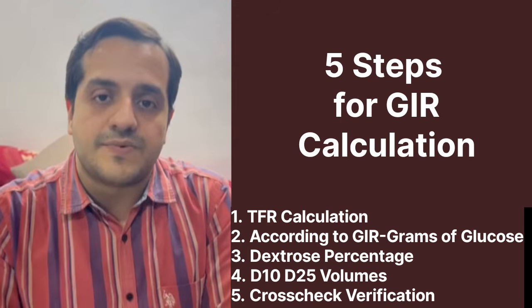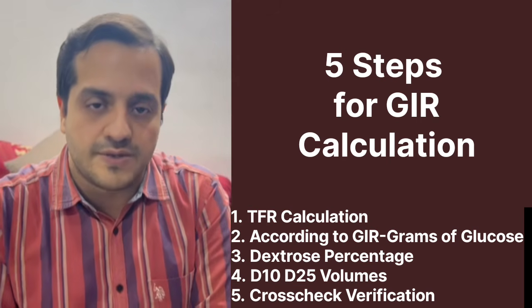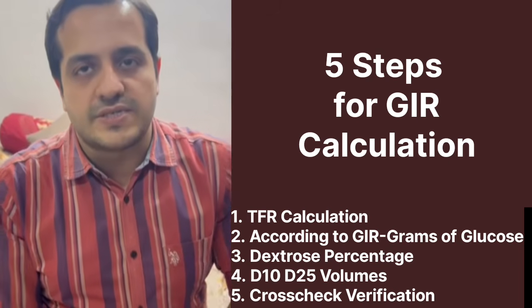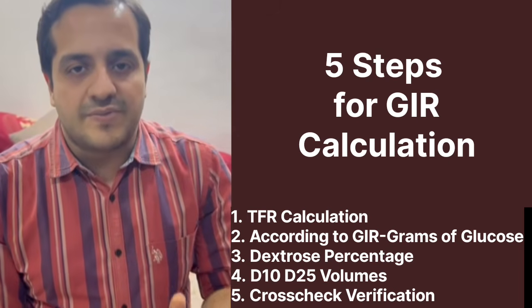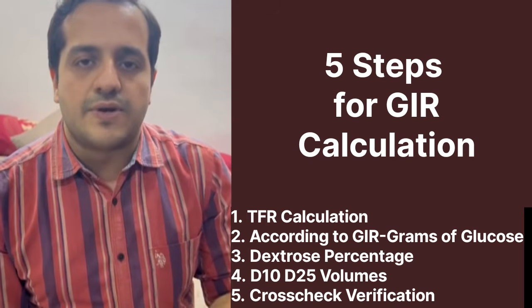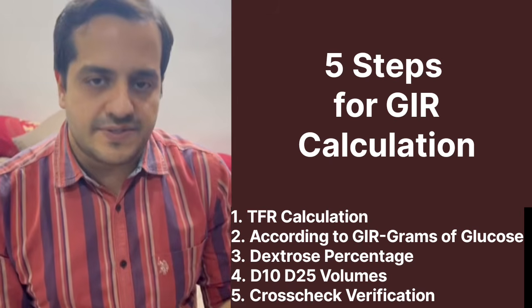So the first step would be that you calculate the total fluid required for that baby on that particular day. We all know that as per the day of life the fluid requirement changes in the baby. So first step will be that you calculate, based on the day of life and the weight of the child, the total fluid that the baby needs on that day. So that is the first step.